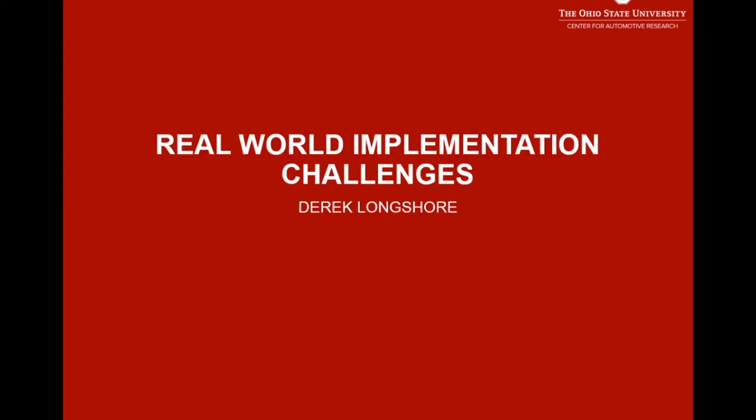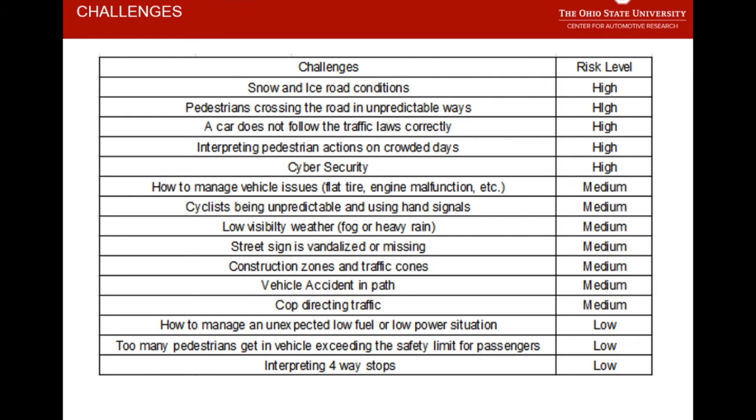I also did the real-world implementation challenges. Some of the highlights of the challenges and their risk level are snow and ice road conditions versus low visibility weather, fog, or heavy rain. I think snow and ice road conditions are a higher risk than just rain or fog, since the vehicle should be able to operate even in low visibility with the different sensors it has, while snow and ice causes problems with braking and traction altogether, so that's a higher risk, and the vehicle would have a harder time understanding the snow and ice conditions.